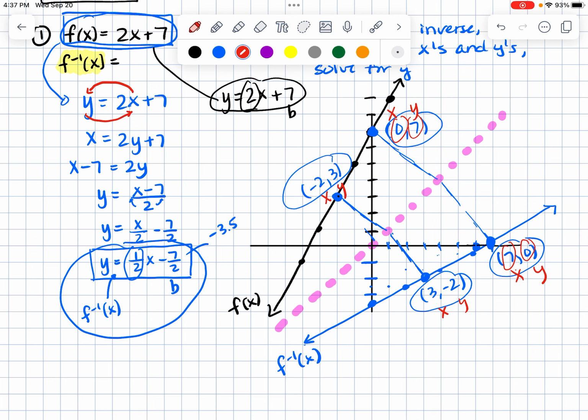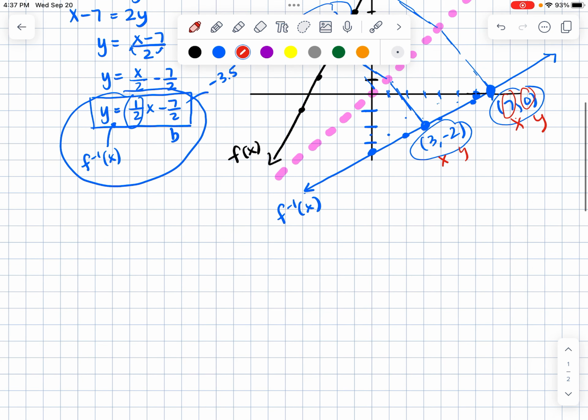So the first thing that we need to know about inverse functions, so write this down, inverse functions. I can't even spell. This is like the worst lesson ever. Oh my gosh, let's try this again. Inverse functions.